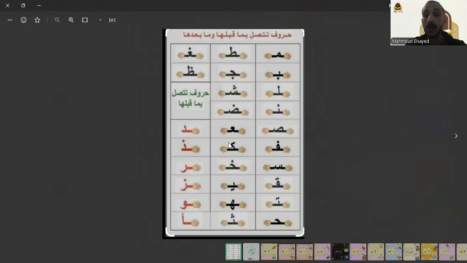On the other hand, the rest of the letters can be connected from both sides, the right or the left, like mim, ba, lam, nun, shin, dad, ain, kaf, ha. Any of these letters can be connected from both sides, either right or left. Now I'm going to show you how these letters look in words in terms of beginning, middle, and end.